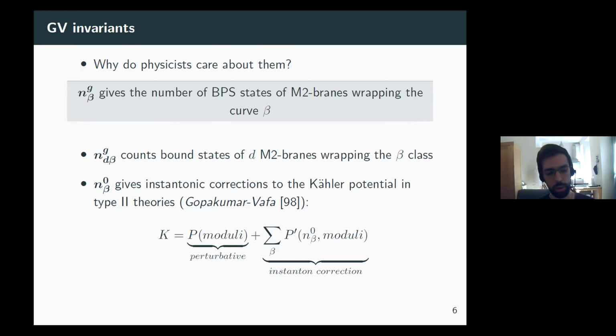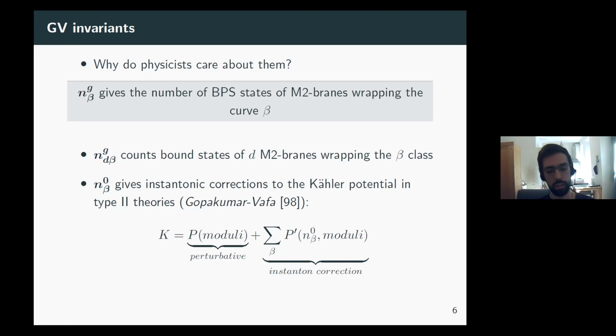Just to give you an example of a concrete application, we have that n^β_0 gives instantonic corrections to the Kähler potential in type 2 theories, where we have the usual perturbative contribution due to the moduli plus some instanton correction that depends on the GV invariants. So that's one of the reasons why we want to characterize GV invariants for Calabi-Yau manifolds.